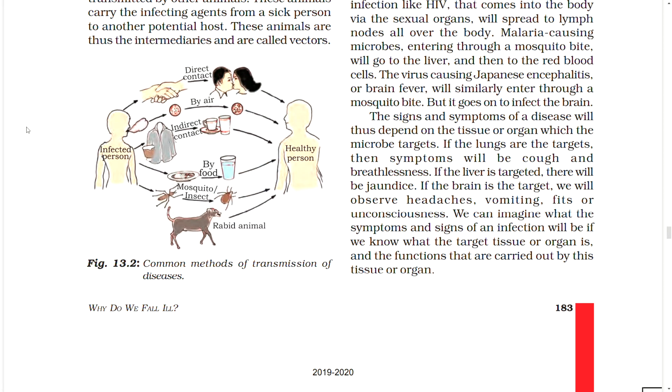The signs and symptoms of a disease will thus depend on the tissue or organ which the microbe targets. If the lungs are the targets, then symptoms will be cough and breathlessness. If the liver is targeted, there will be jaundice. If the brain is the target, we will observe headache, vomiting, fits, or unconsciousness. We can imagine what the symptoms and signs of an infection will be if we know what the target tissue or organ is and the functions that are carried out by this tissue or organ.